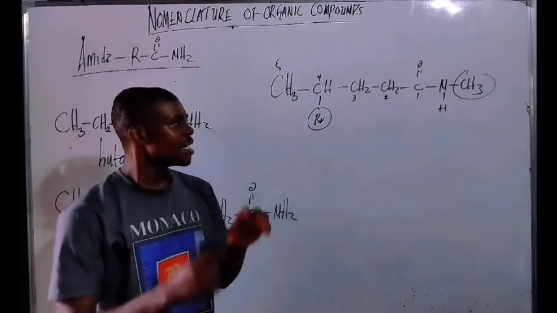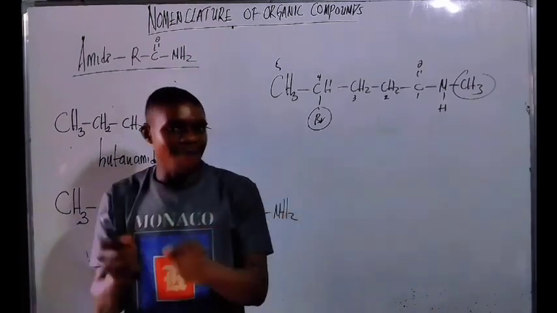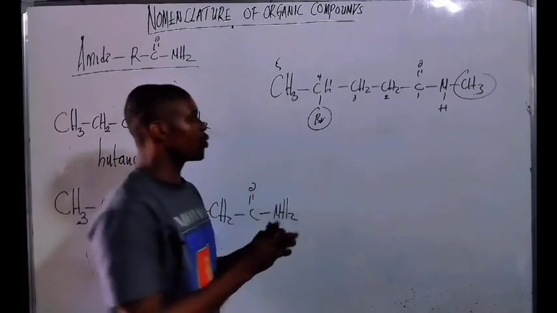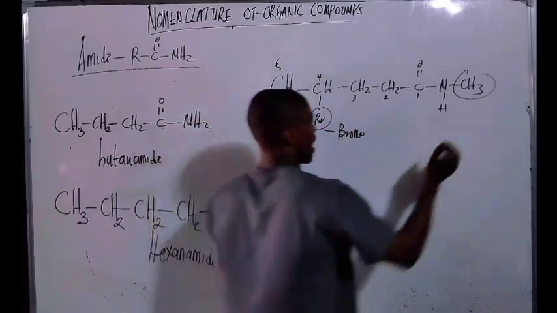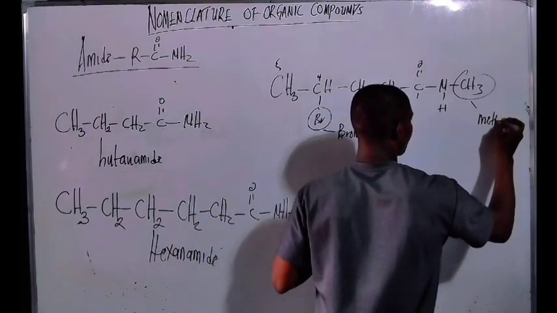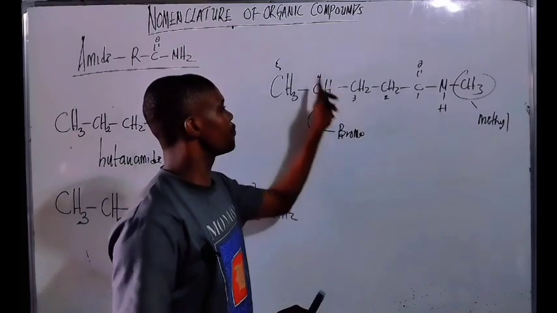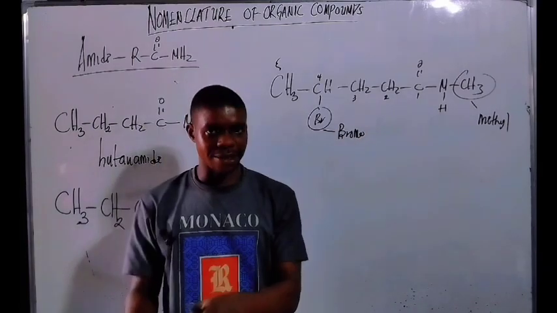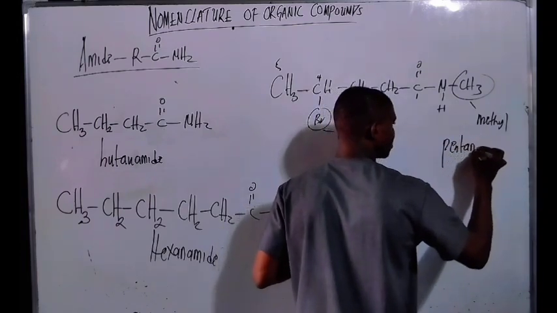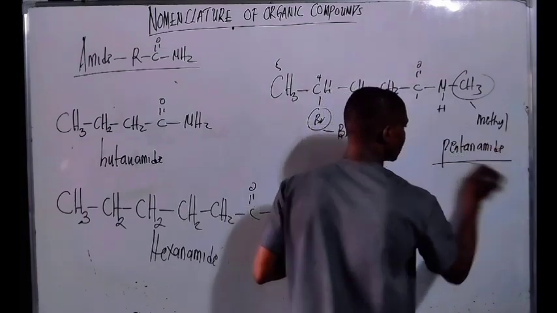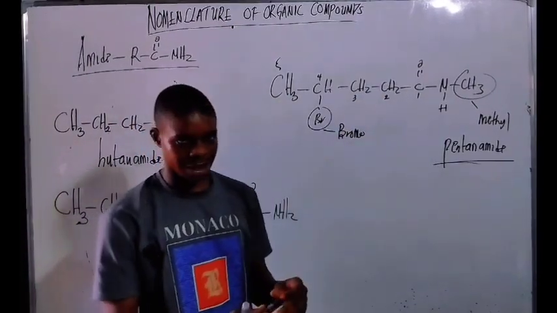So how are you going to arrange it? Irrespective of where the substituents are attached, they must be arranged alphabetically. B, which is the bromo, will come first before M, which is the methyl. So the parent is 1, 2, 3, 4, 5, so it's pentanamide. Why? Because it's a 5 carbon chain, right?